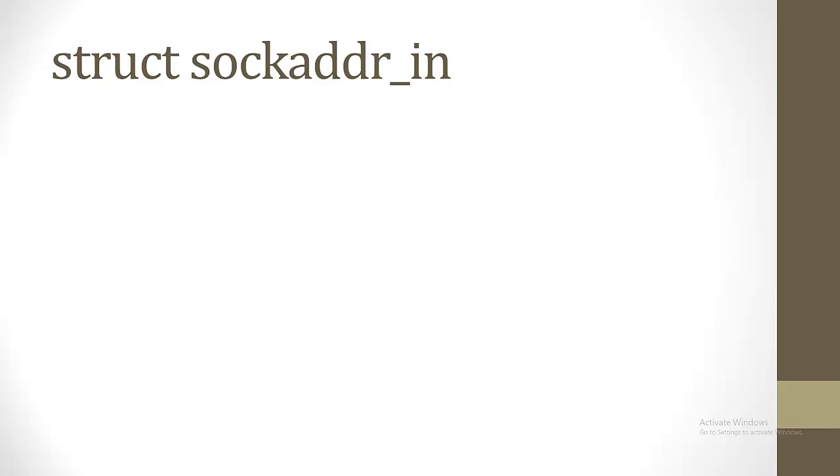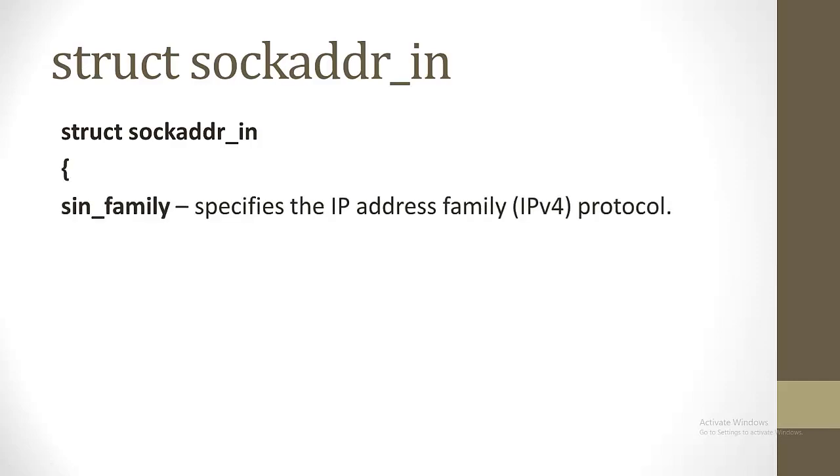First, to start with, we need to know about the structure of the socket. The structure of the socket is a predefined one, which is defined as struct sockaddr_in. Without using this predefined structure, we cannot create a socket. So how does this structure look like? First we have to mention the struct keyword, and then we use sockaddr_in. This is the structure name, and inside that we have some data members. The first data member is sin_family.